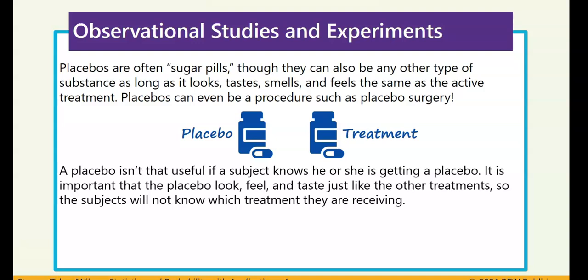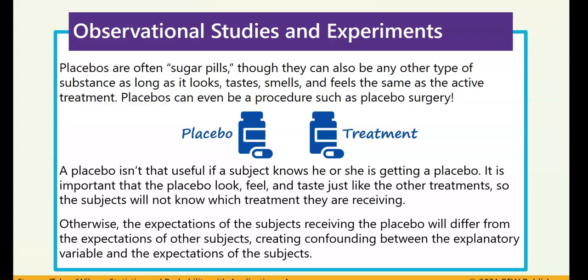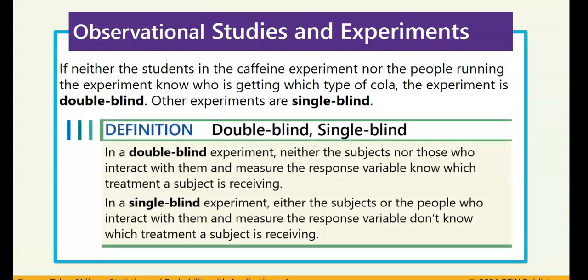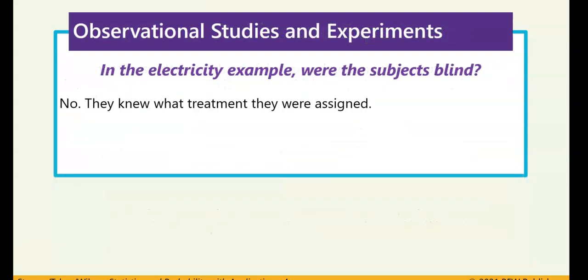A placebo is not that useful if a subject knows he or she is getting a placebo. It is important that the placebo look, feel, and taste just like the other treatments. So they don't know. And lots of times the doctor doesn't need to know, right? It's a double-blind experiment, so the patient and the doctor don't even know. This is what it talks about. So what is double-blind? Double-blind is when neither the subjects nor the experimenter knows what treatment each person is getting. Single-blind, one or the other doesn't know, one does know. Usually the experimenter knows and the person experimented on doesn't know, the single blind.